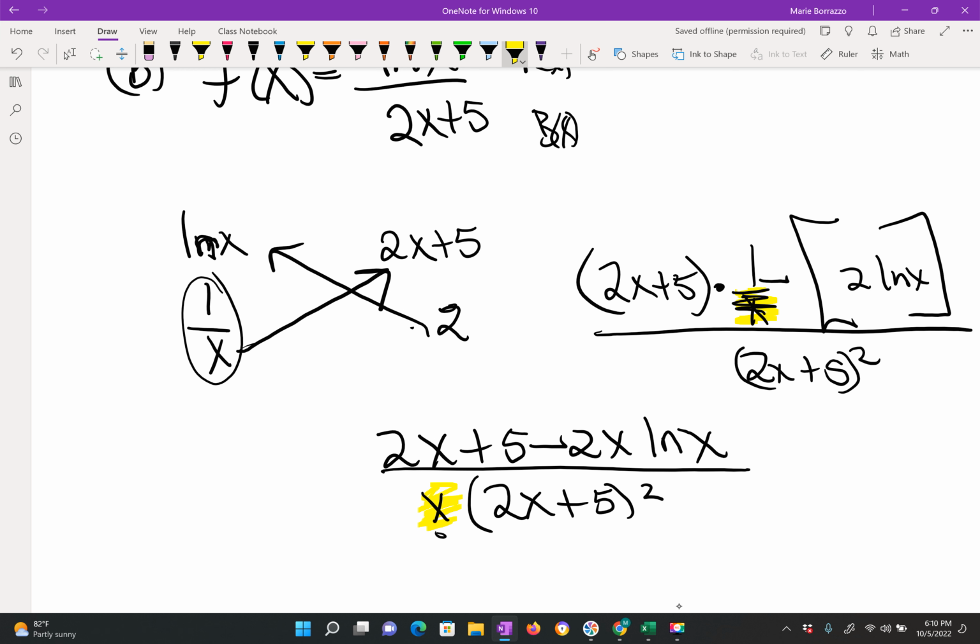No, but why is it 2x? Isn't it 2 natural? Because this is 2 right here. This is the 5 right here. And then this is minus 2x natural log x. Because remember, natural log is 1 over x, so you multiply it out, 2x natural log x. That's what I'm doing right here. And this also will drop. This is why we will drop it.